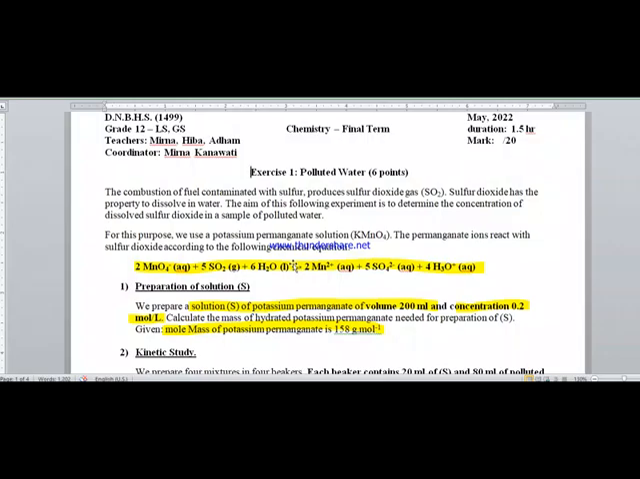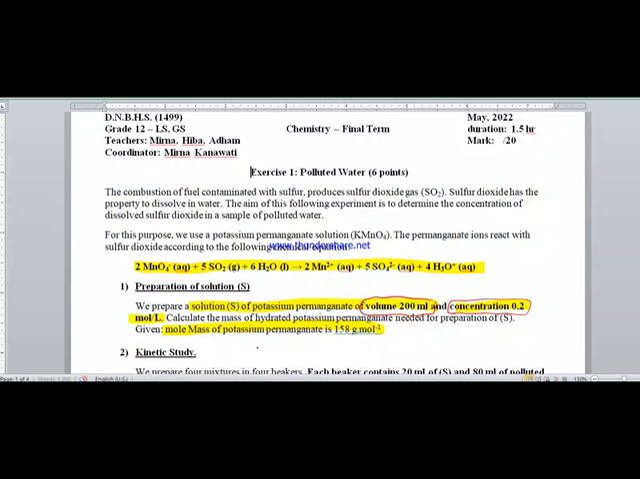Then let's start. In this video I will explain the solution of the final term exam. In the first exercise we have a reaction between permanganate ion and the sulfur dioxide that is found in polluted water. We prepare a solution S of potassium permanganate of volume 200 milliliter and concentration of 0.2 mole per liter. The question is to calculate the mass of hydrated potassium permanganate needed to prepare this solution.